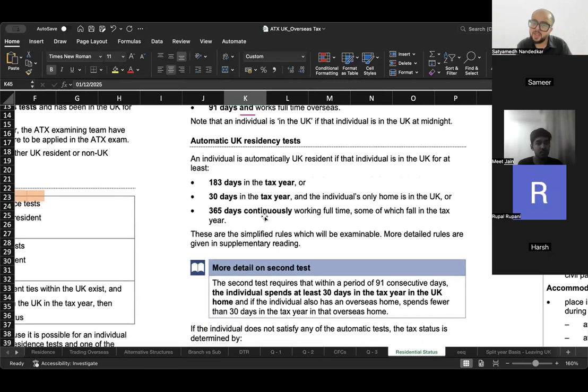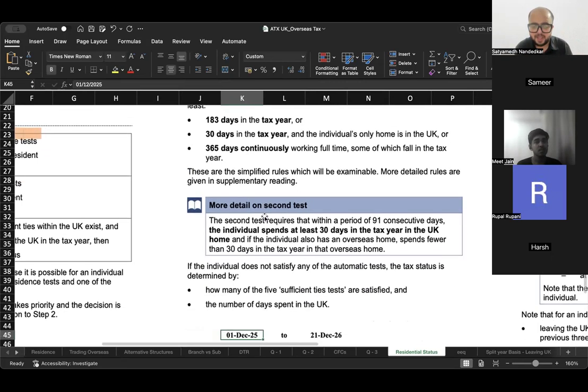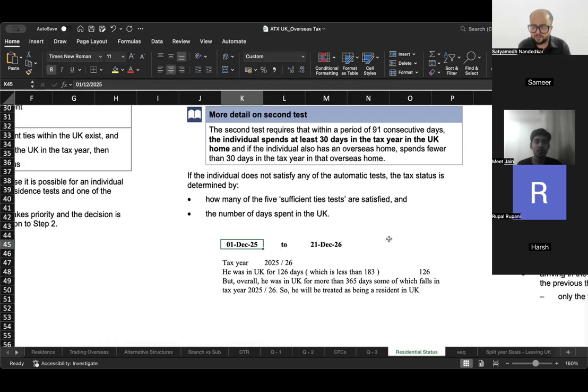ये 365 continuous days होना चाहिए working full time, some of which fall in the tax year. So he was here for more than कितने days हो गए? 365 days plus 20, 385 days के लिए he was in the UK. 365 continuous days, some of which fall in the current tax year.